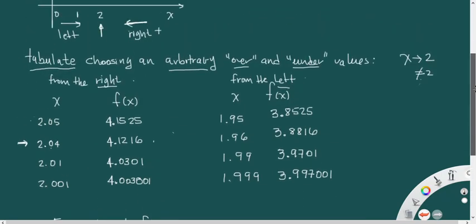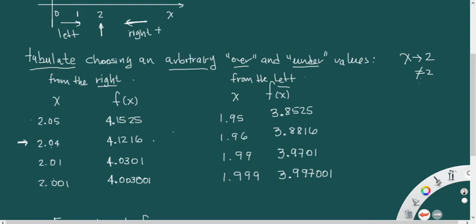Then if we repeat the exercise for each one of these values of x, we come up with this result. From these 10 calculations, we can observe that when we approximate more and more from the right and from the left to the value of 2, the value of the function approximates the number 4.